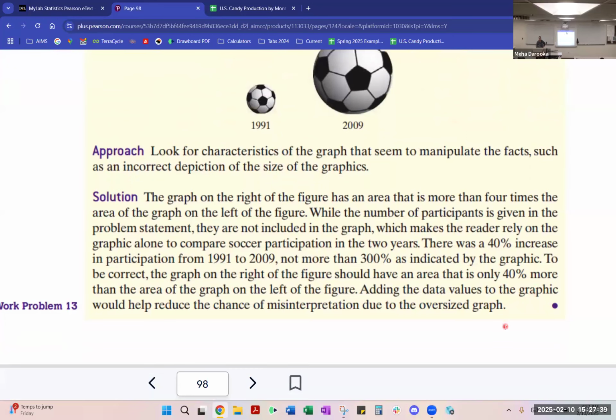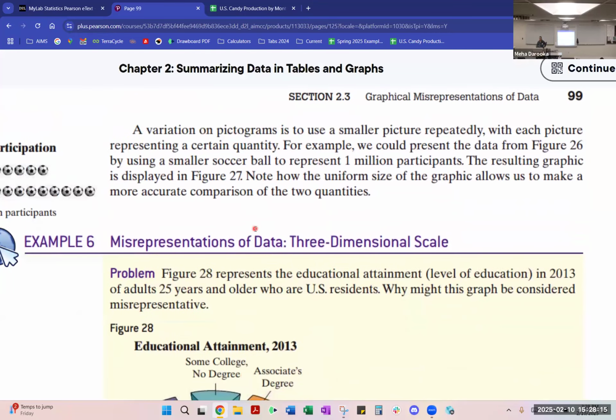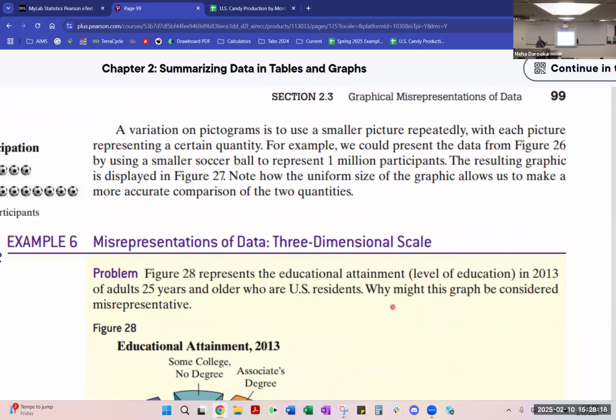So that is where you have to be careful, because here people are going to be focusing on the area. They're actually talking about 4 times the area of the graph on the left. So 4 times 10 million would be 40 million, not 14. So you can see by how much they have increased the size of the 2009 soccer ball. That's a 40% increase in participation, not more than a 300% increase as indicated by the graph. So yeah, the area of your graph can also make a difference. Here's that example of 3D illustration.